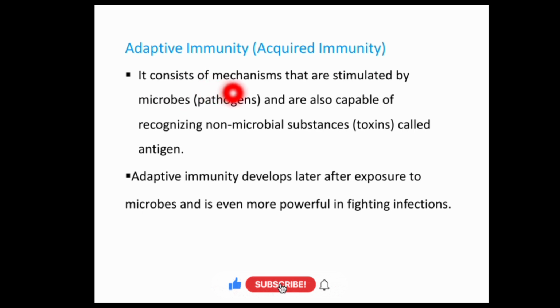It consists of mechanisms that are stimulated by microbes and are also capable of recognizing non-microbial substances, that is toxins, called antigens. Adaptive immunity develops later after exposure to microbes and is even more powerful in fighting infection. Innate immunity is already present in our body, but adaptive immunity develops only after exposure to the microbes.